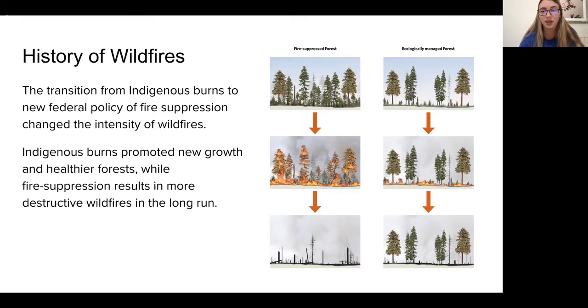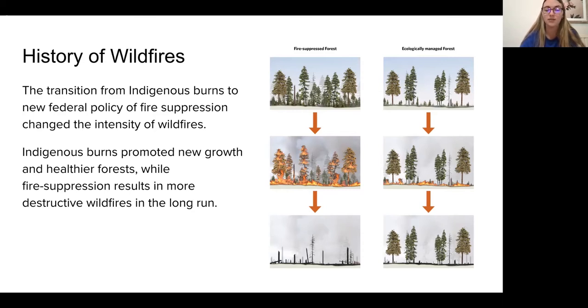And at the time, they thought that this was the way to save the forests. You know, we didn't want our forests to burn down. So if a wildfire starts, you put it out. However, as we just discussed, wildfire is an essential part of a forest ecosystem. So it kind of changed the way that our forests were growing.